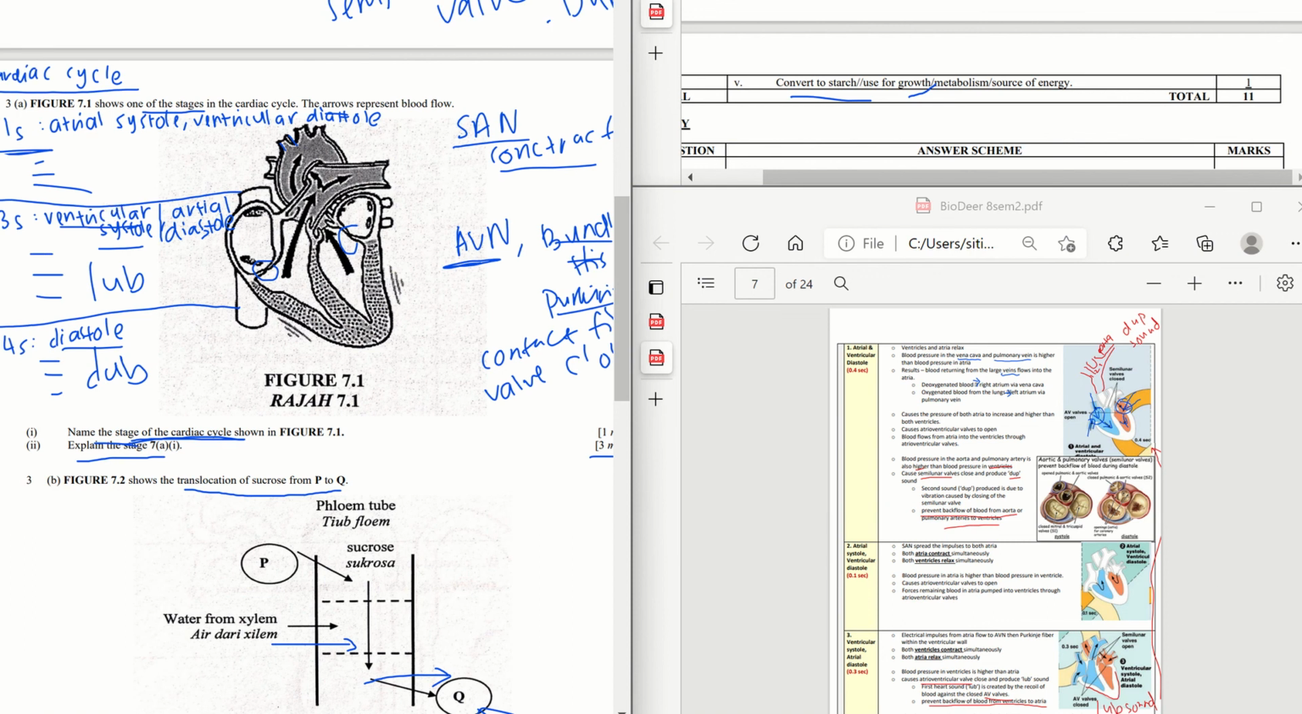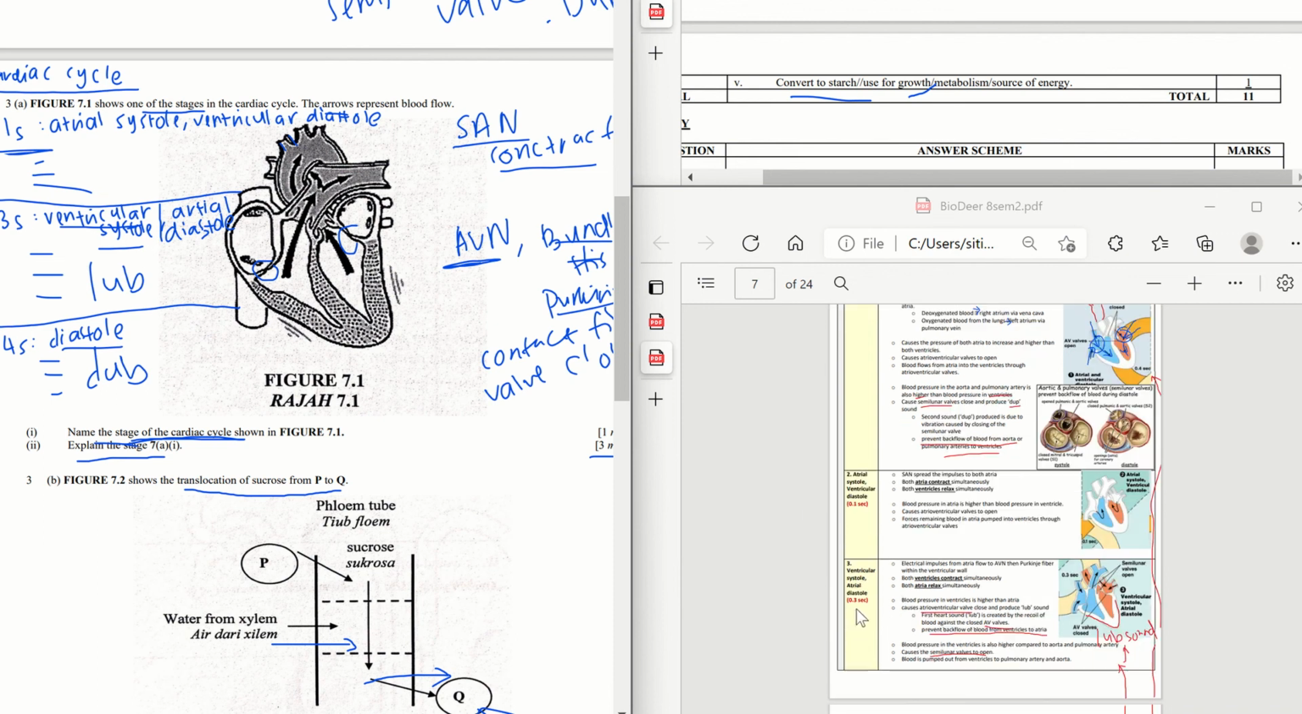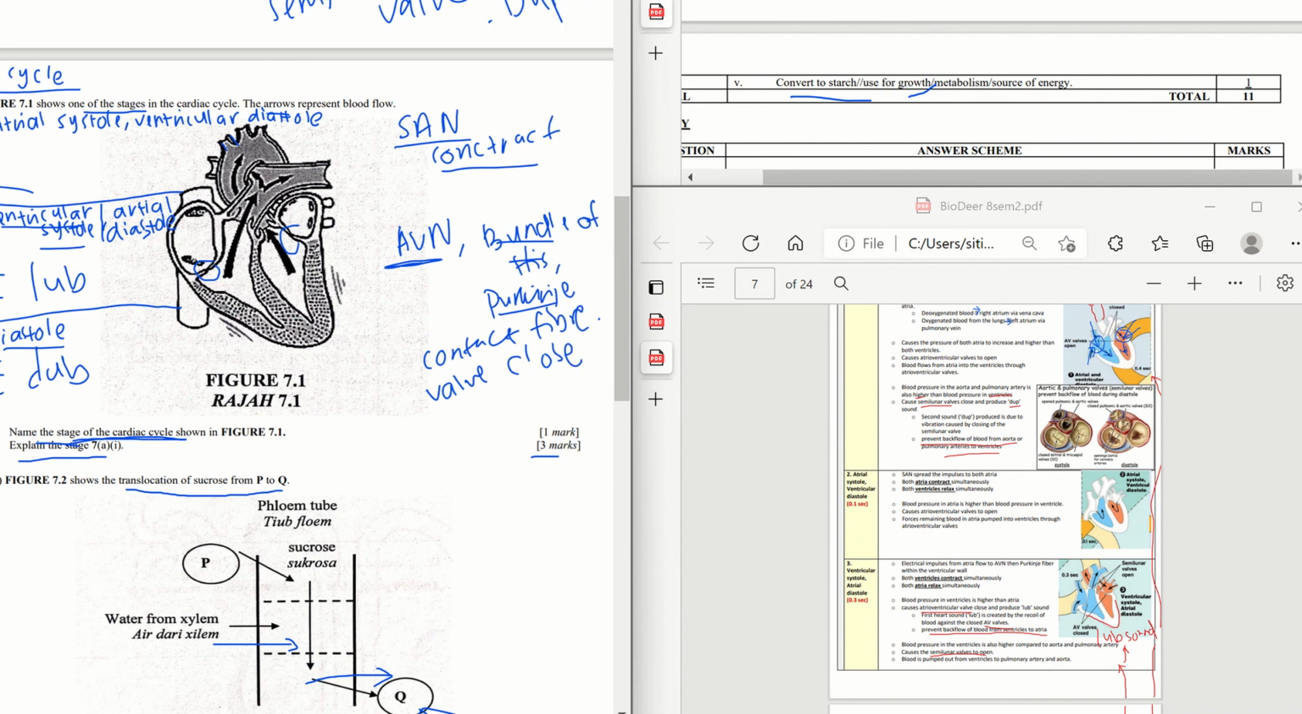Okay, so 0.3 second mana? Ni 0.3 second. So cerita pasal pressure. So pressure ventricle higher than aorta. Okay, ni cerita pasal pressure. Okay, ni nak cerita pasal apa lagi? Flow of blood. Okay, so kalau kat sini flow of blood is from where to where? Daripada blood is pumped out of ventricle to pulmonary artery dengan aorta.